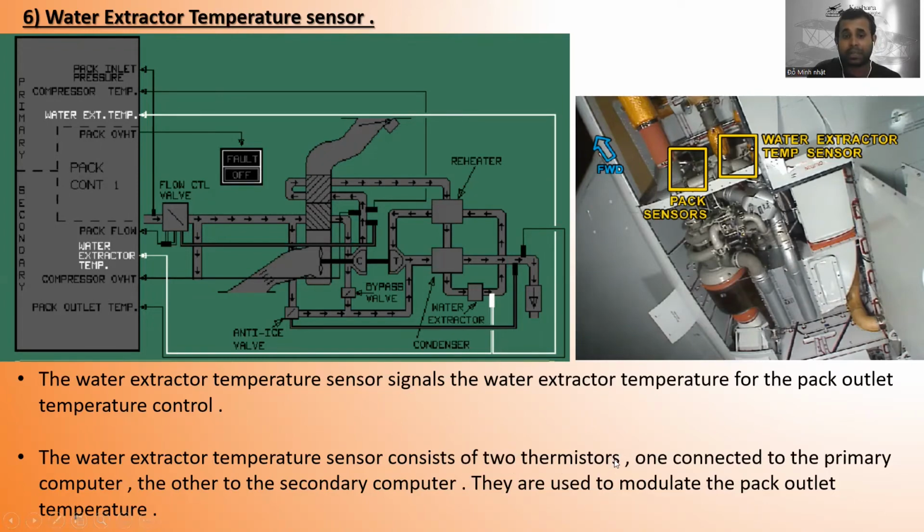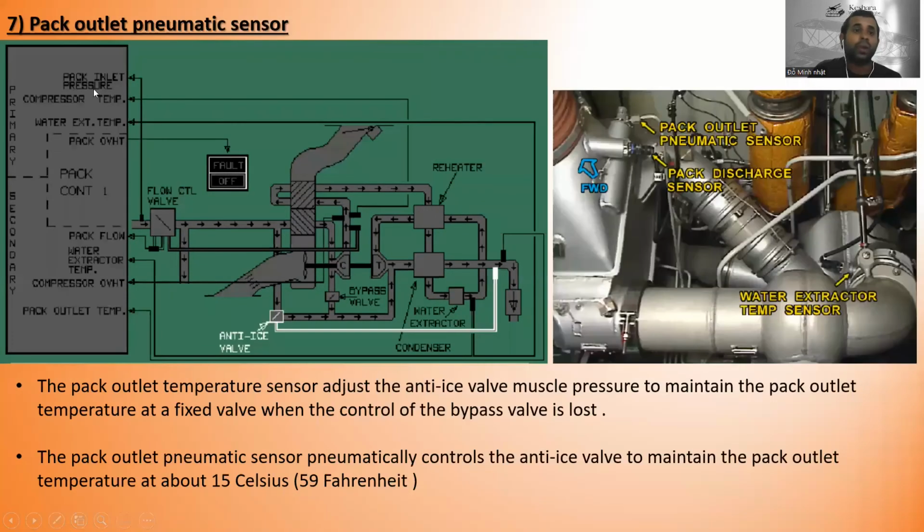Remember, the water extractor temperature sensor consists of 2 thermistors, one connected to the primary computer and the other to the secondary computer. They are used to modulate the pack outlet temperature, right? Okay, so now let's go to the pack outlet pneumatic sensor.